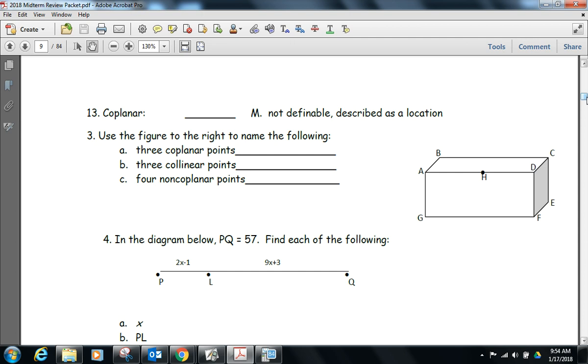Like if I go B, A, H, they're all coplanar, but then I'll throw G in there. So those 4 together do not form a plane. So basically this means 4 points that do not form a plane together. Correct. Just because 3 of them do or 2 of them do, it's all 4 together. Okay? Good.